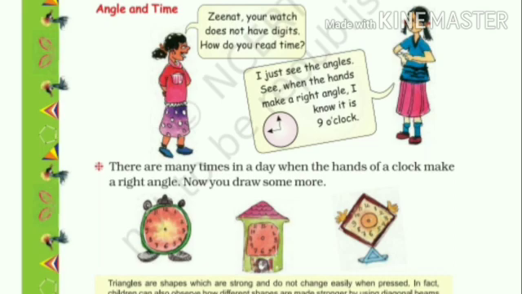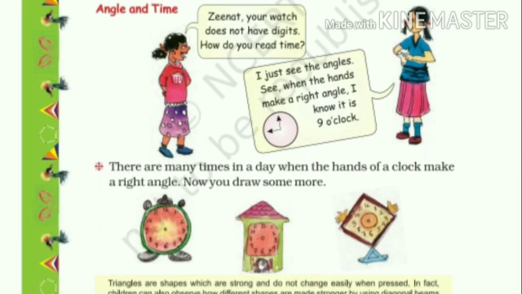So now on this basis we have to solve the question. So let's start the question. First is, there are many times in a day when the hands of a clock make a right angle. So now you draw some more. Means कि ऐसे बहुत सारे टाइम आवर्स होते हैं डे में जिसमें राइट एंगल बन सकता है. तो हमें ये बनाना है from these three pictures.